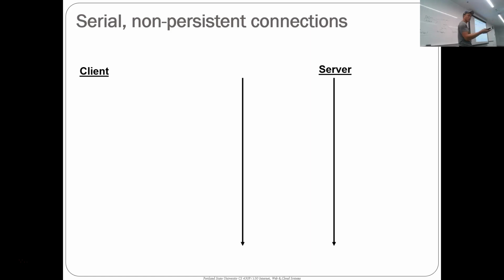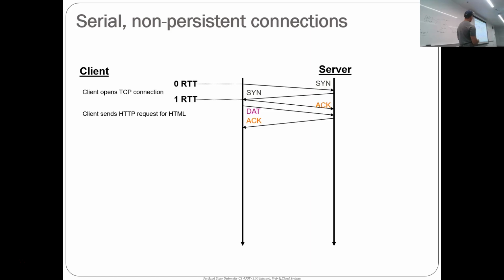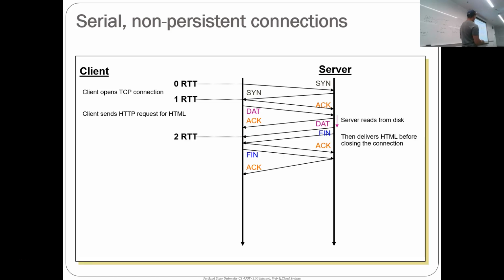This is what happens with HTTP 1.0. I have the client, I do a round trip time, I do a handshake, I send the URL, I get the acknowledgement back, the server sends the data back, and then closes the connection. So now I've gotten the base page, and then I close the connection. So that's what this thing is. So this is an entire multiple round trip times to get the base HTML page.